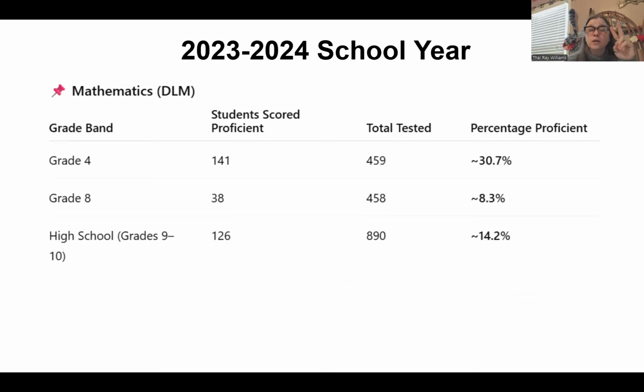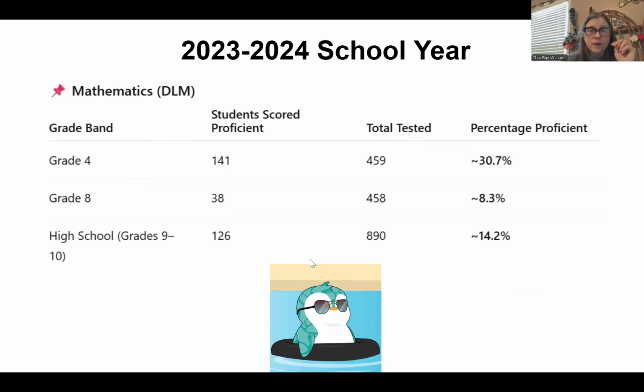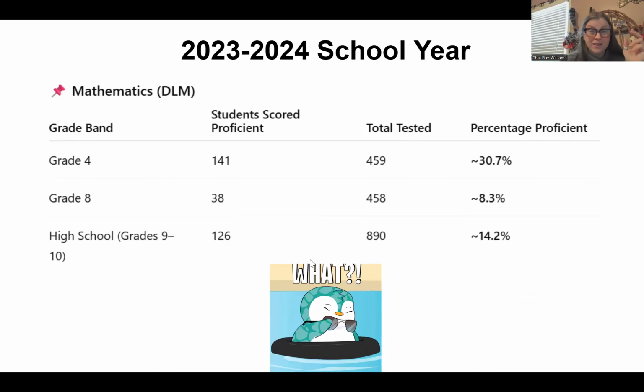Why do you think the scores in reading increase across grades, but the scores in math decrease across grades? So that's question number 2, okay? And this is what I think when I see that. Wait, what? What? Are you joking?